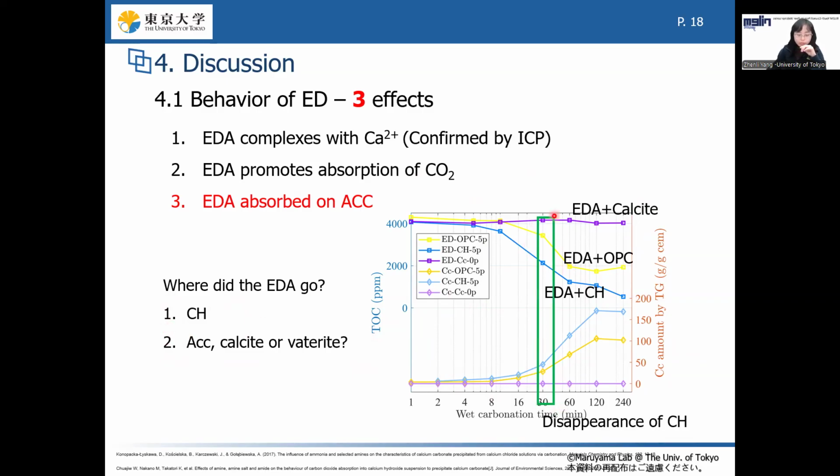The portlandite here will disappear from 30 minutes and later, but the adsorption still goes on, which means the adsorption happens among some types of calcium carbonate. The calcite here, we have confirmed the adsorption is not from calcite, so it must be from the vaterite or the amorphous phase. Here, the decrease of the EDA concentration and the increase of the amorphous phase go very parallel. So therefore, we conclude the third effect is from the adsorption between EDA and the amorphous phase.